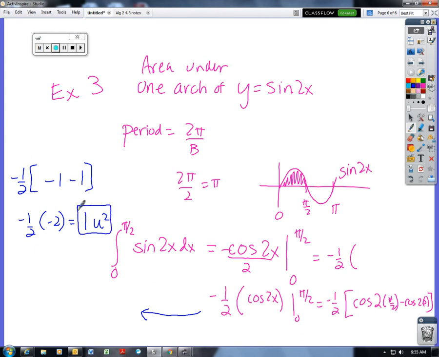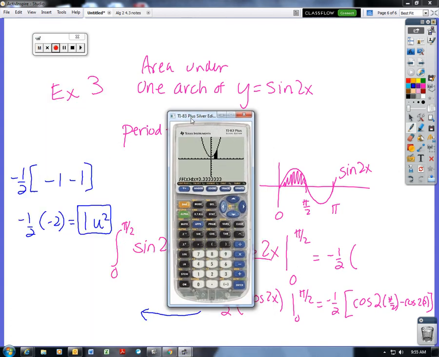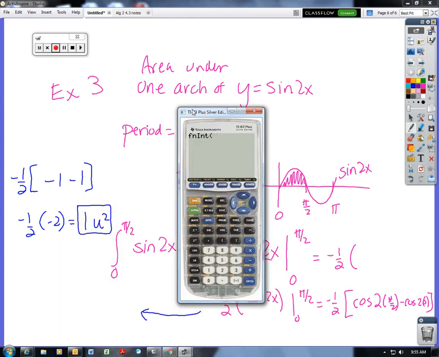Let's check it on our calculators. Let's use the other technique that you can use on your calculator, which is fnInt. So that's on a blank screen. Math 9. And my function was sine of 2x, right? Sine, this thing should be defaulted to radian mode. Comma x, comma 0, comma pi over 2, divided by 2, enter, 1. So that confirms what we just did.